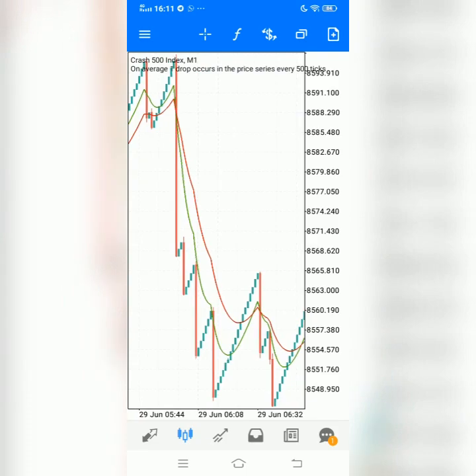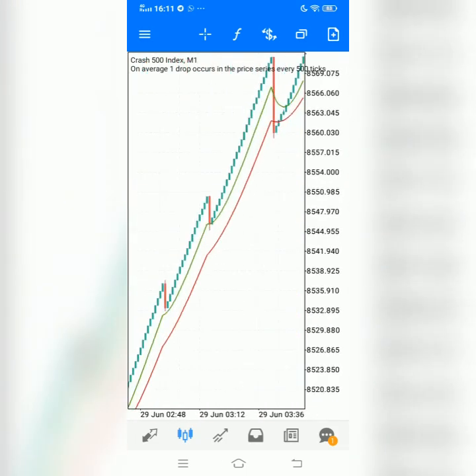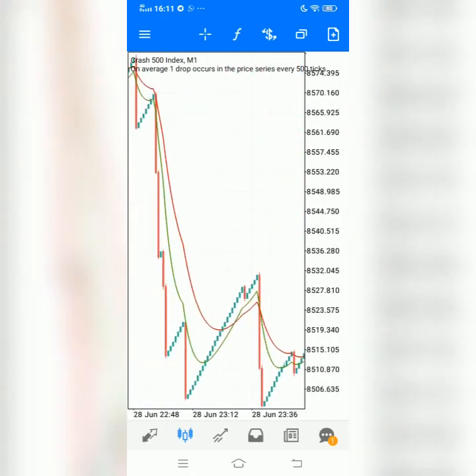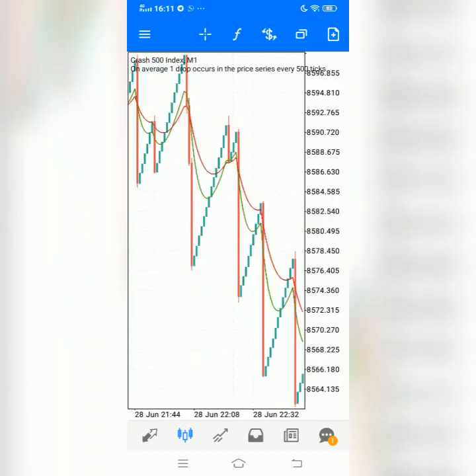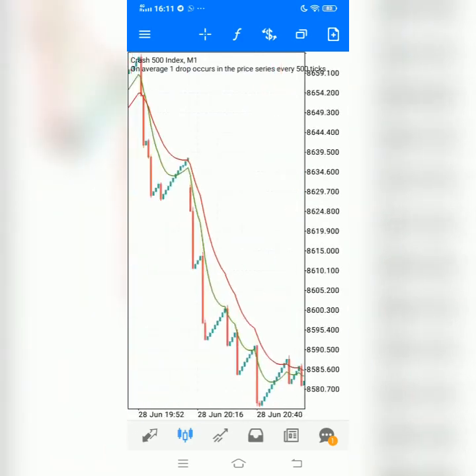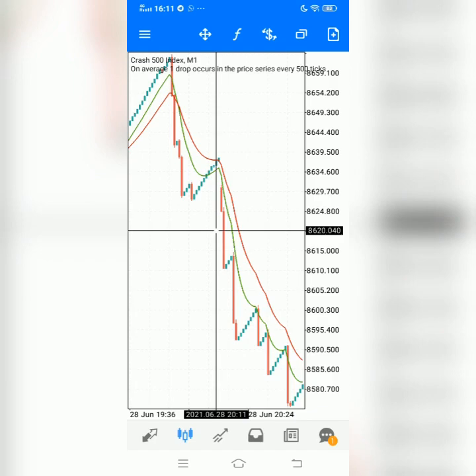So it's really easy, really effective. Just practice your risk management when using the strategy. You can easily double your account for the day. If you're starting off small with a $10 account, you can easily double your account. Check over here as well.